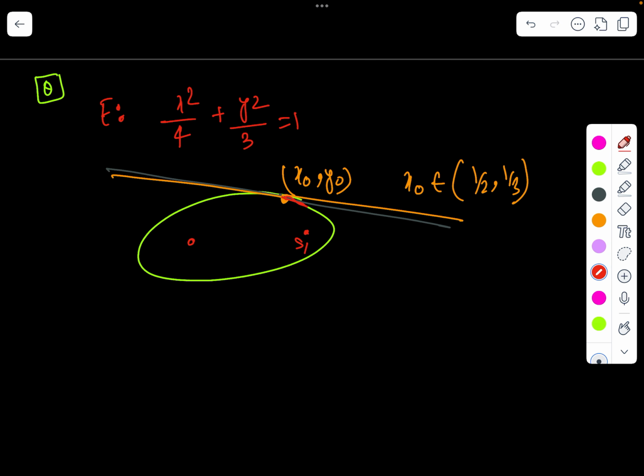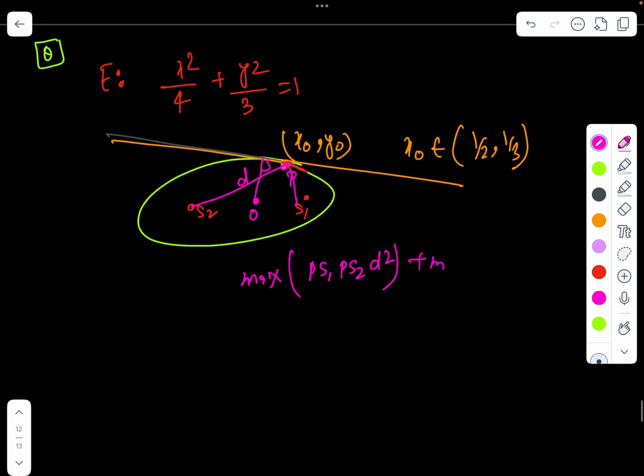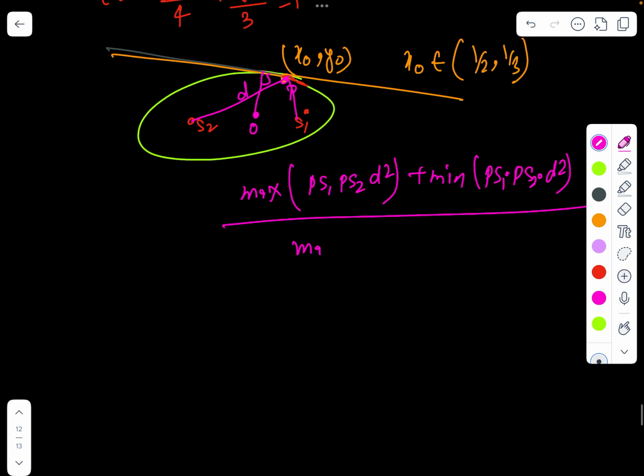Let's say the foci are S1 and S2. I'm not giving you the language, just the theme of the problem. Let's say the perpendicular distance from the midpoint of S1 S2, which is the origin, to the tangent is D, right? And it's a so interesting question. And now you have to find the maximum value of PS1, PS2, and D square, plus the minimum value of PS1, PS2, D square, divided by the max of PS1, PS2, D square.